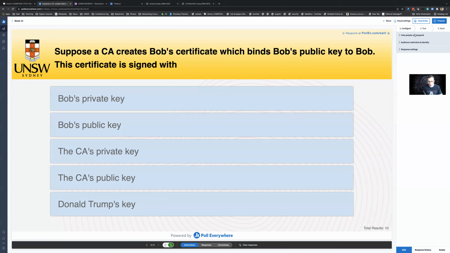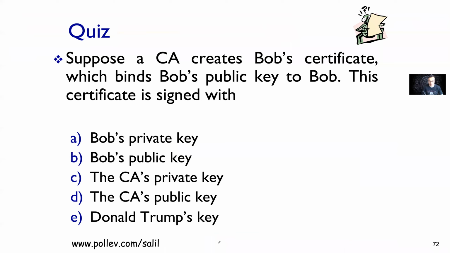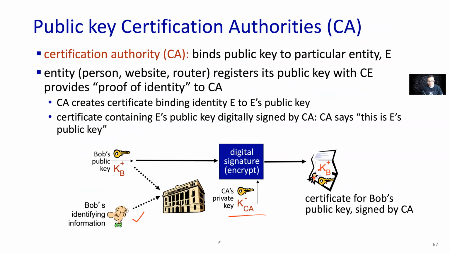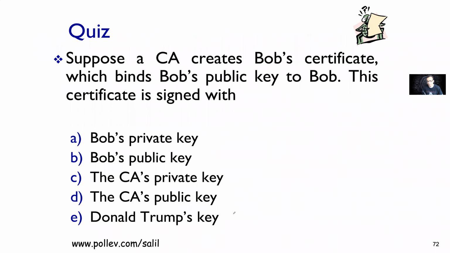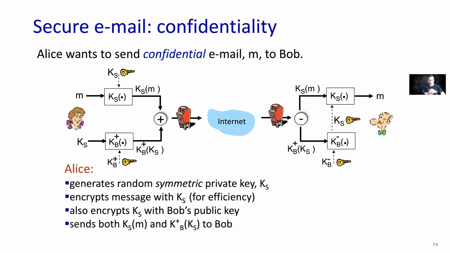Okay, let's have a look. Yeah, well done. The C is private key, right? So this is again explained here, where Bob's public key is signed by the CA's private key to generate the certificate, right? So yeah, well done. I think it seems to be making sense.